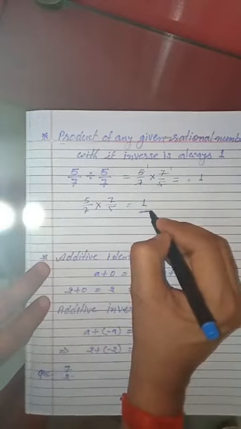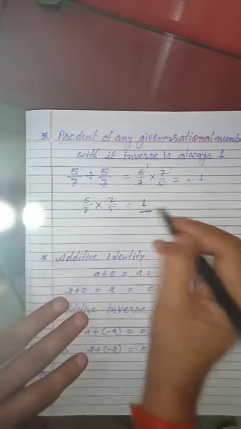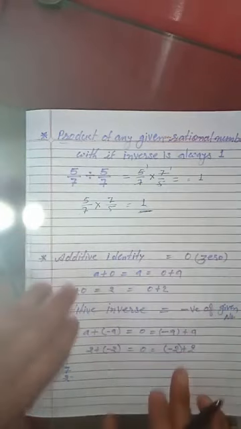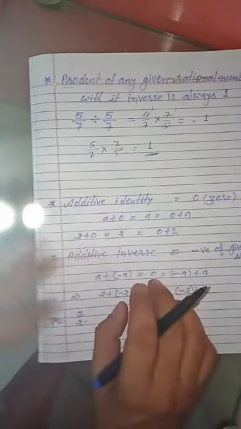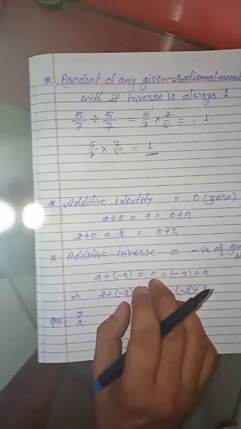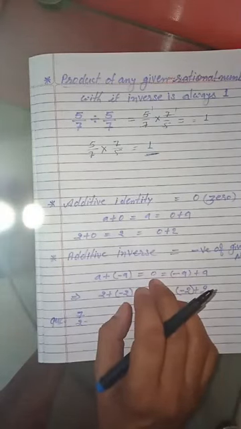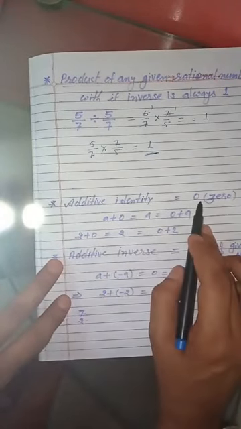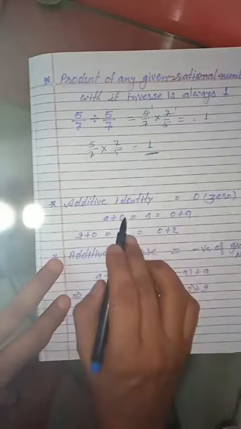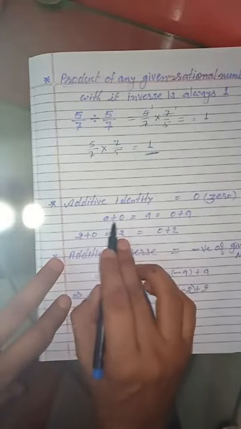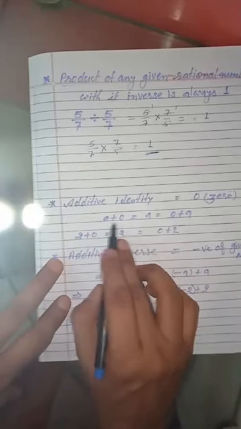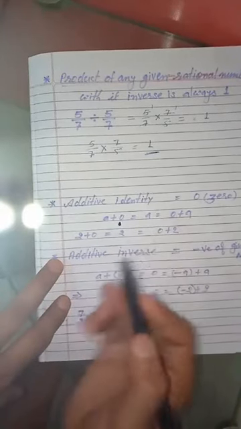And 1 is a multiplicative identity. What is this? Multiplicative identity. Now we see what is additive identity and what is multiplicative identity. Now you see additive identity. What is this? 0. Because whenever in any number we add 0, the result is always the same number. So 0 is an additive identity.